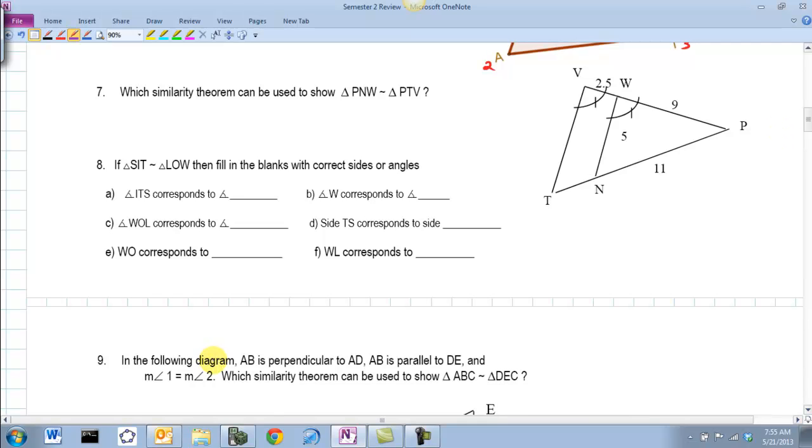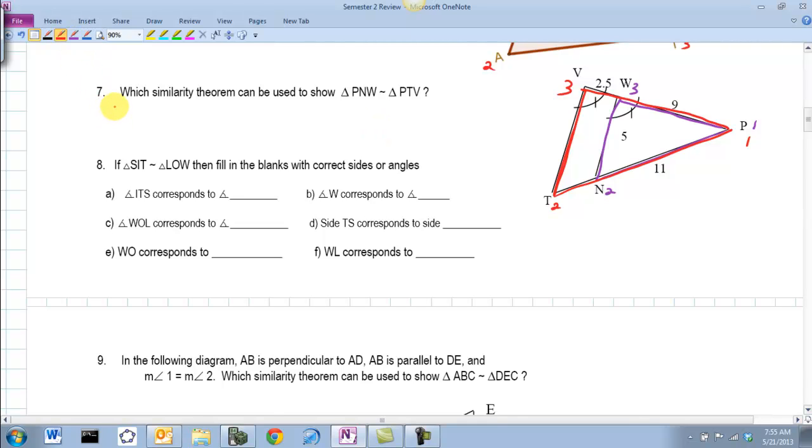Number 7, which similarity theorem can show that P and W, okay, let me look at those, P, N, W, okay, so that's this purple triangle and PTV, okay, so that is an outside, oh, that was nicely drawn, that is this outer big triangle. Which similarity theorem can be used to show that these two triangles are similar?